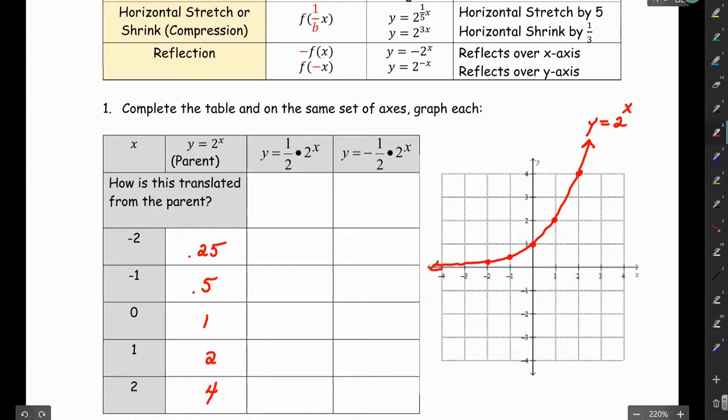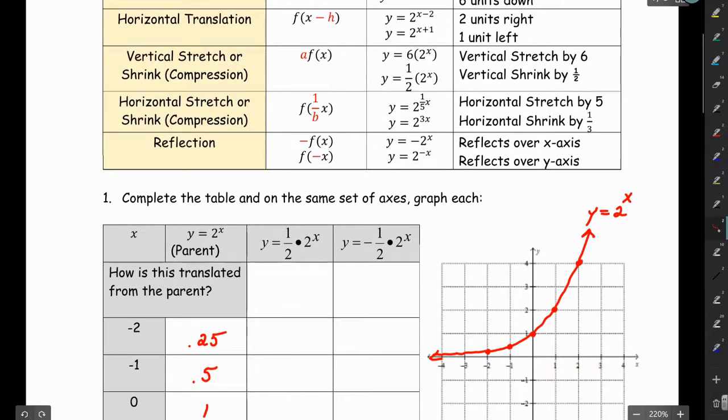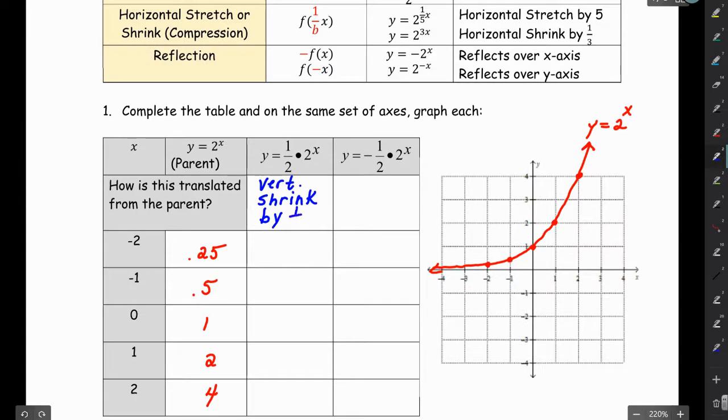So let's see what happens now when we put a 1/2 in front of there. And like we said, 1/2 in front is going to be a vertical shrink. That means vertically up and down, we're going to shrink by a 1/2. So let's sketch that graph and see what that really means.